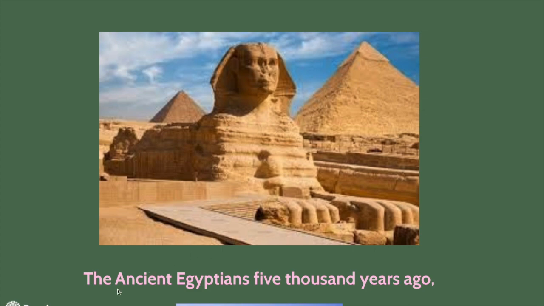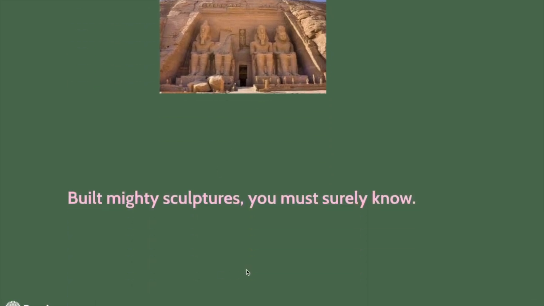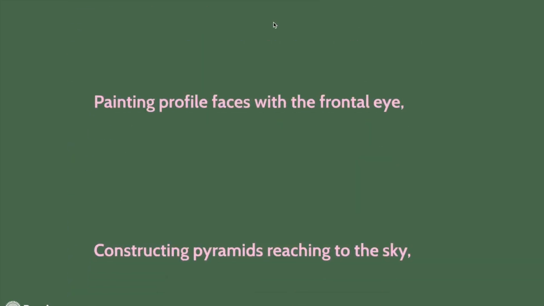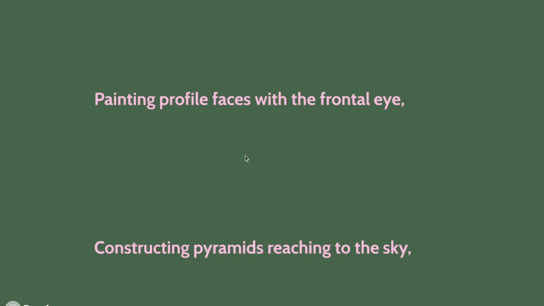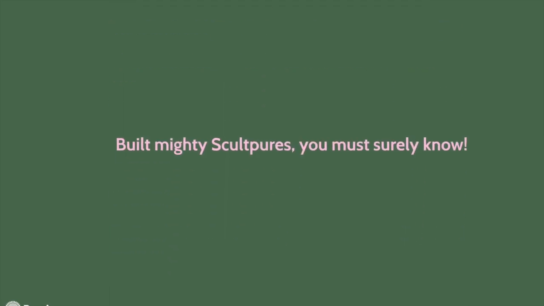The ancient Egyptians 5,000 years ago built mighty sculptures, you must surely know, painting profile faces with the frontal eye, constructing pyramids reaching to the sky. The ancient Egyptians 5,000 years ago built mighty sculptures, you must surely know.